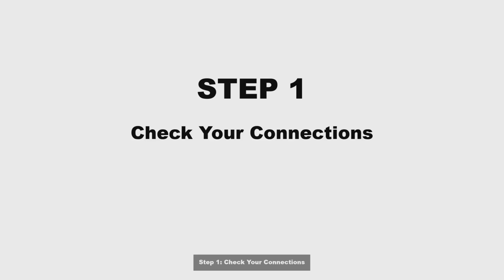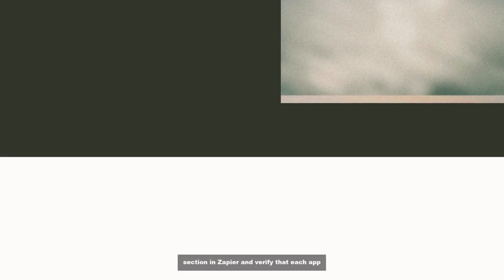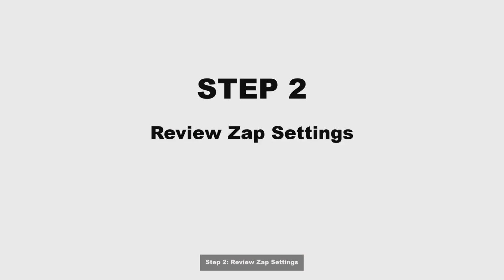If you're encountering integration errors on Zapier AI, follow these steps to troubleshoot and resolve the issues quickly. Step 1. Check your connections. Ensure that all your app connections are active and authorized. Go to the My Apps section in Zapier and verify that each app you are using in your Zaps is connected properly. Step 2. Review Zap settings.